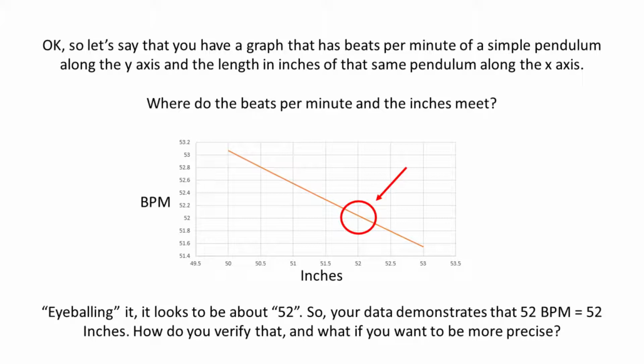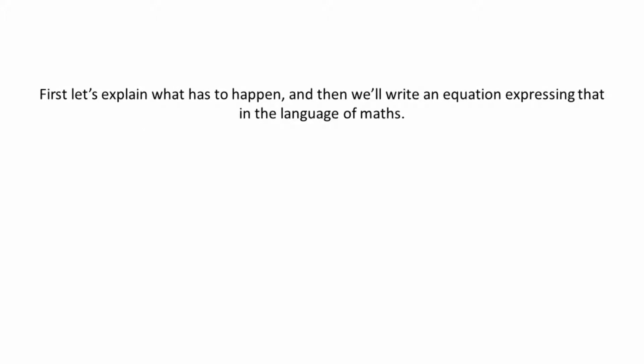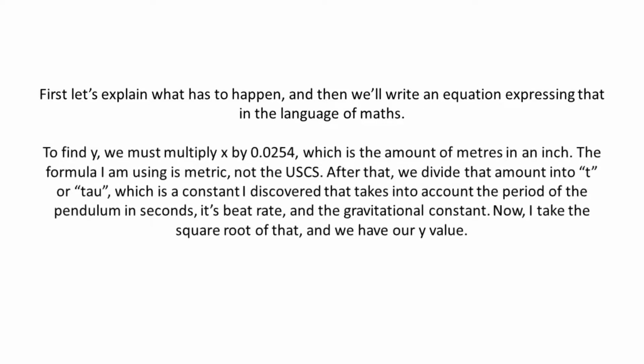But how do you verify that? And what if you want to be more precise? First, let's explain what has to happen, and then we'll write an equation expressing that in the language of math. To find y, we must multiply x by 0.0254, which is the number of meters in an inch. The formula I'm using is metric, not the United States customary system. After that, we divide that amount into t, or tau, which is a constant I discovered that takes into account the period of the pendulum in seconds, its beat rate, and the gravitational constant. Now I take the square root of that and we have our y value.